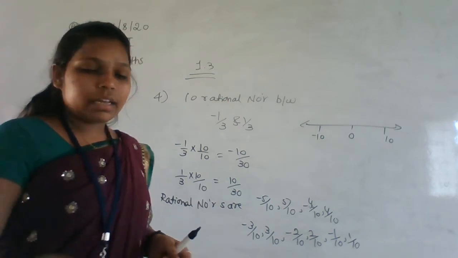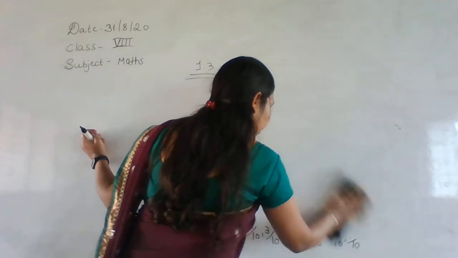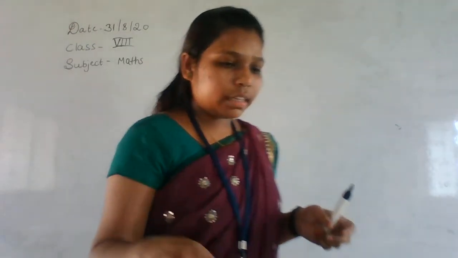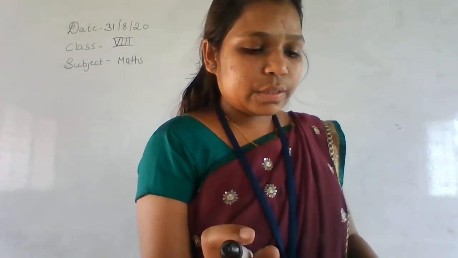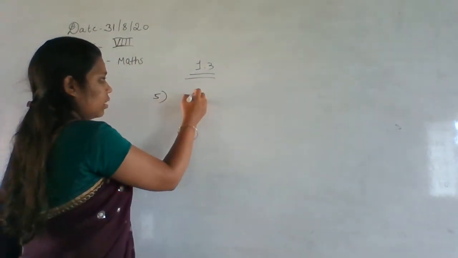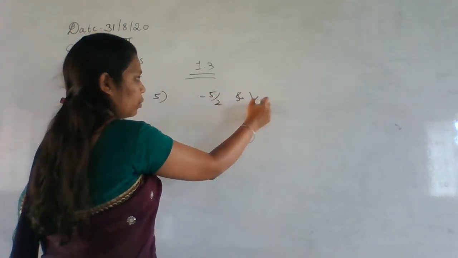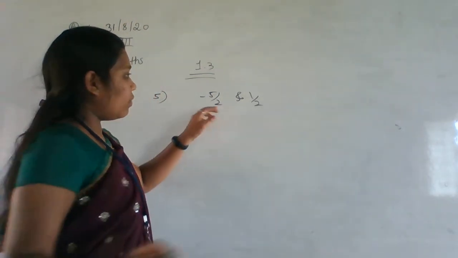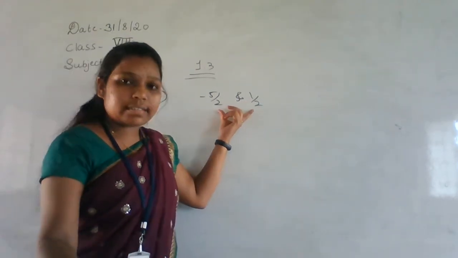Getting everyone? Okay. So we'll go for the next, the fifth one. Now fifth main, that is find the 10 rational numbers between minus 5 by 2 and 1 by 2. Again here also they told to write 10 rational numbers. First in the denominator there will be a 2 and here also 2. So both are same, nothing to worry.